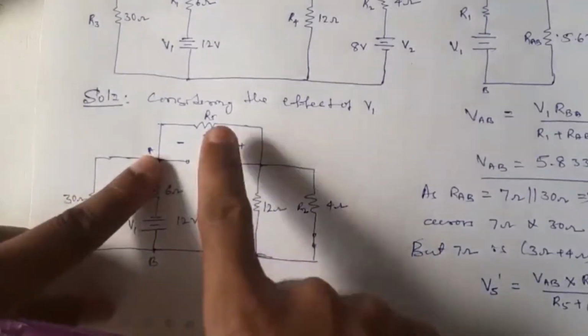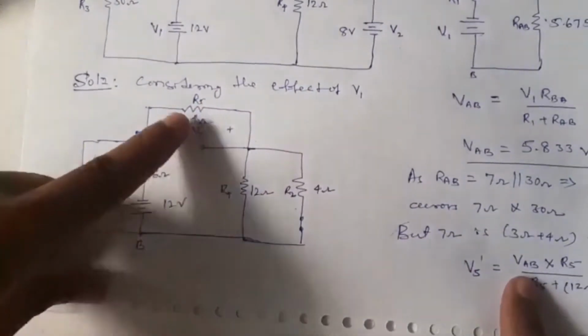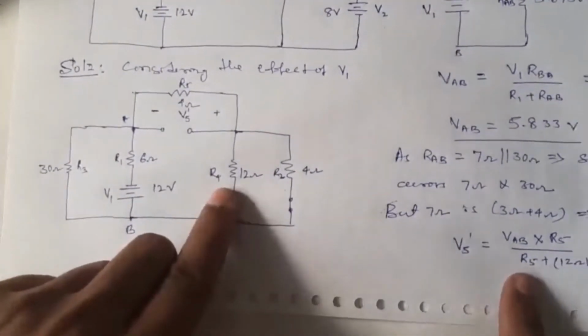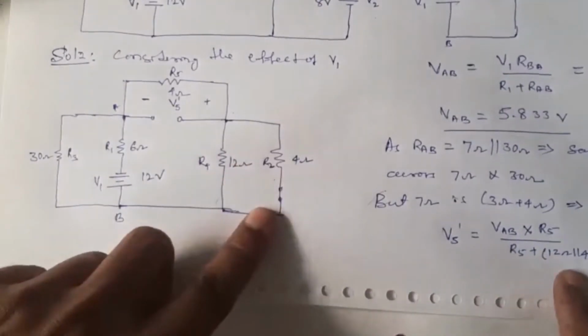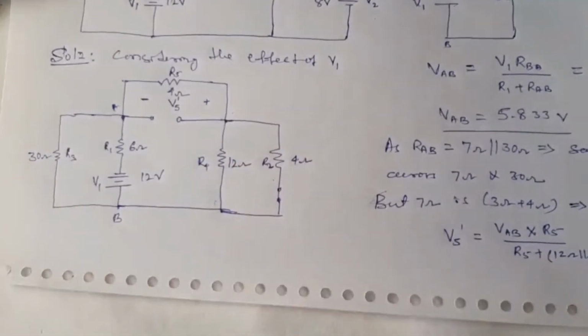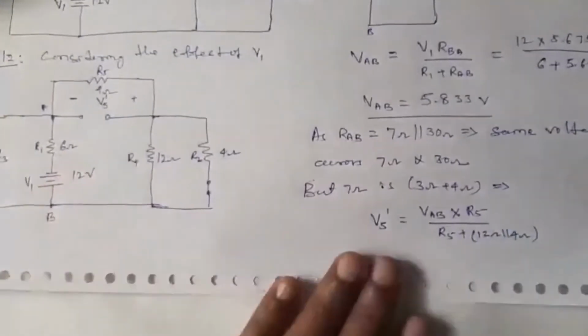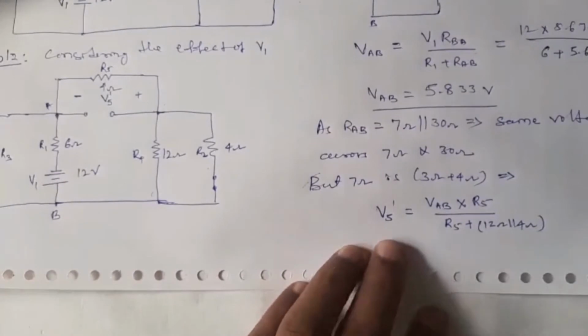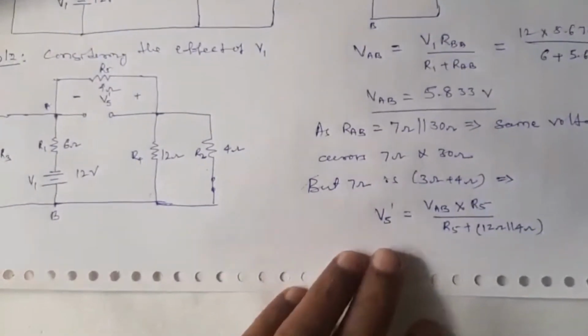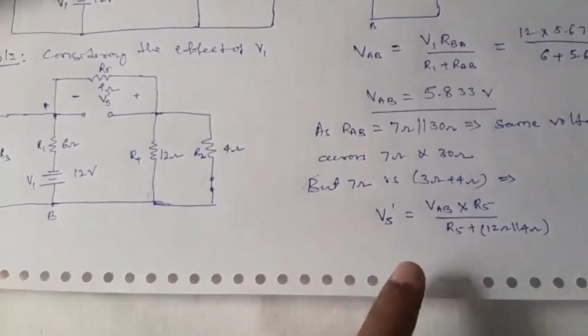So across this, if at all we want VAB into R5 divided by R5 plus 3 ohm, which is 12 ohm parallel 4 ohm. Before I proceed further, is this clear, dear students? If you have any doubts, you can ask me. Is this clear how I have written V5? Hope this is clear to all of you. If you have any doubts, you can ask me.